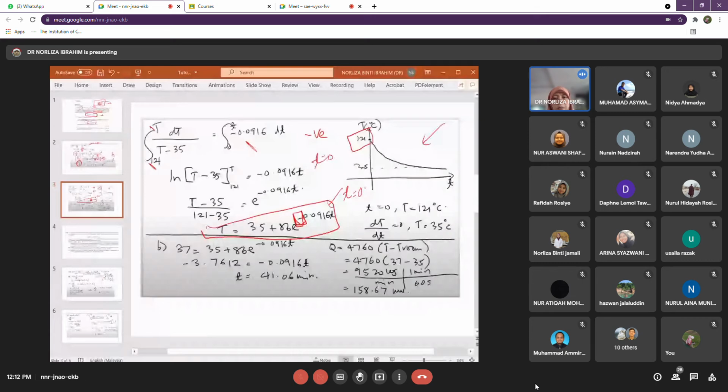Where's my mouse? Okay. So this one, you put t equal to infinity. So you got your temperature will be 35 at the end. Okay, so here. So this one. So it's infinity, t infinity is unknown. So we just draw a line that is almost touching the 35, which is the temperature at infinity time. Okay, so you have the sketch.